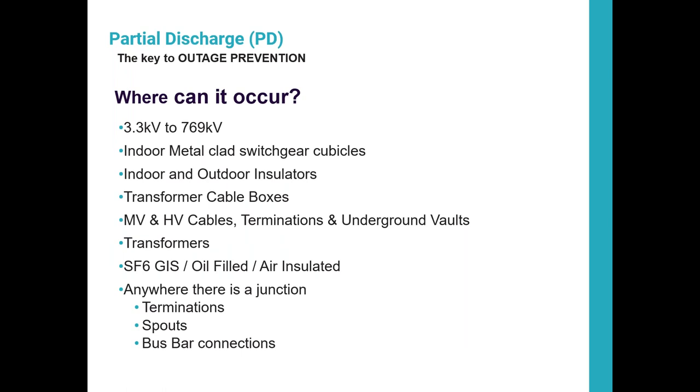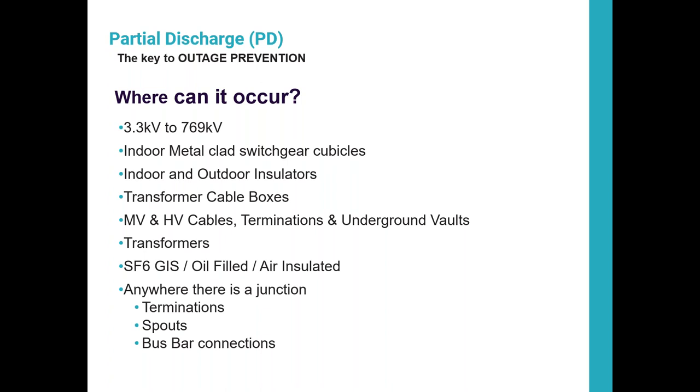Where can it occur? Typically over 3,000 volts peak threshold. So you typically won't see it or can't detect it in voltages below that. At 480 volts, you won't see it, and it can go all the way up to 769 kV. It is AC, not DC, and it occurs in basically any place in a power system that has insulated conductors.